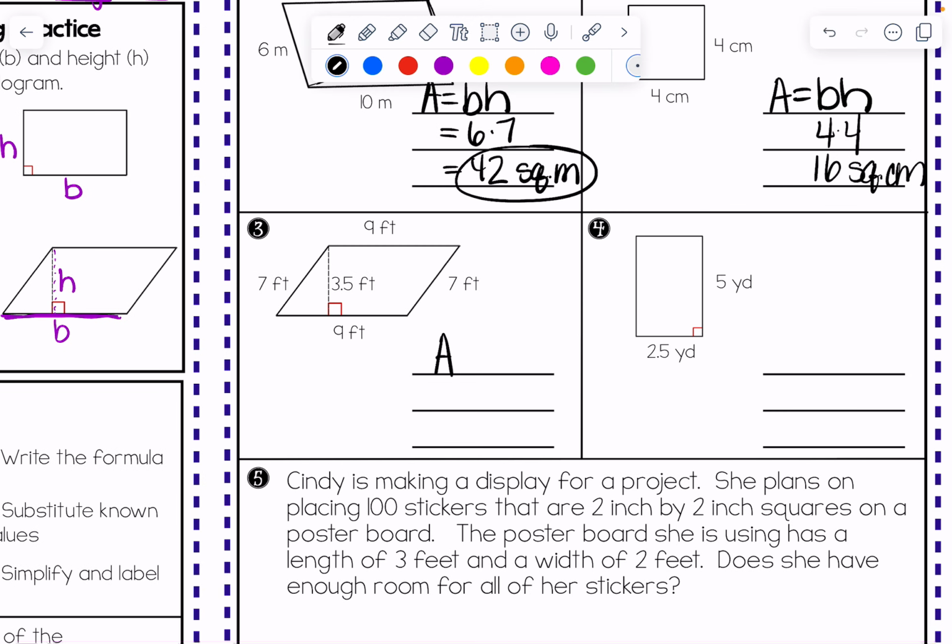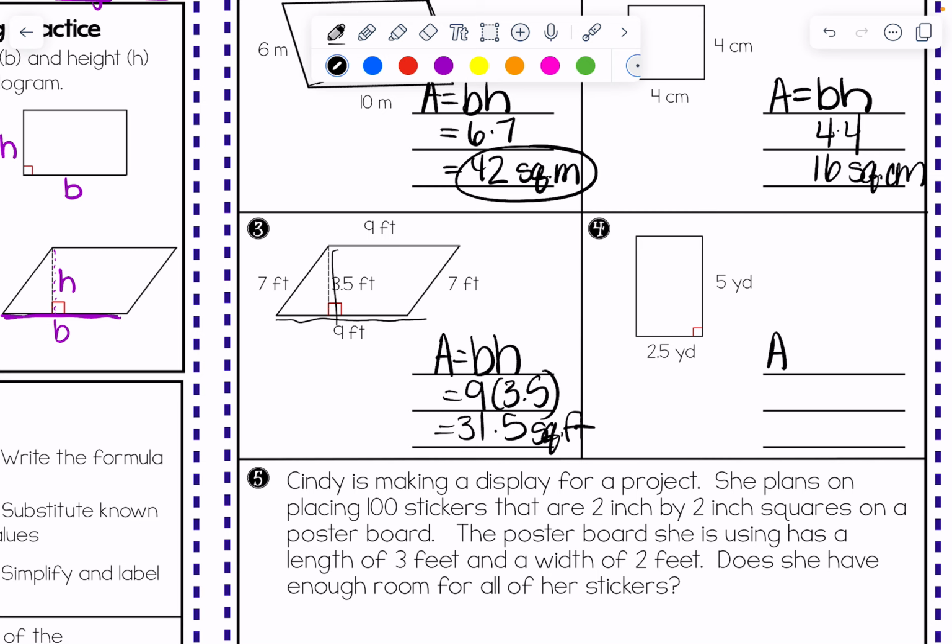Number 3, I start with my base times height formula. I'm looking for my base and my height that are perpendicular to each other, and they intersect to form the right angle. So that's going to be the 9 and 3.5. So I need to multiply 9 times 3.5. And when I do that, I'm going to end up getting 31.5 square feet.